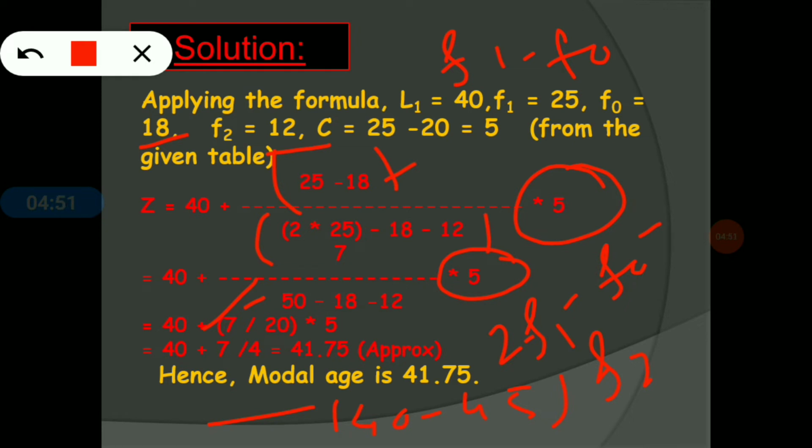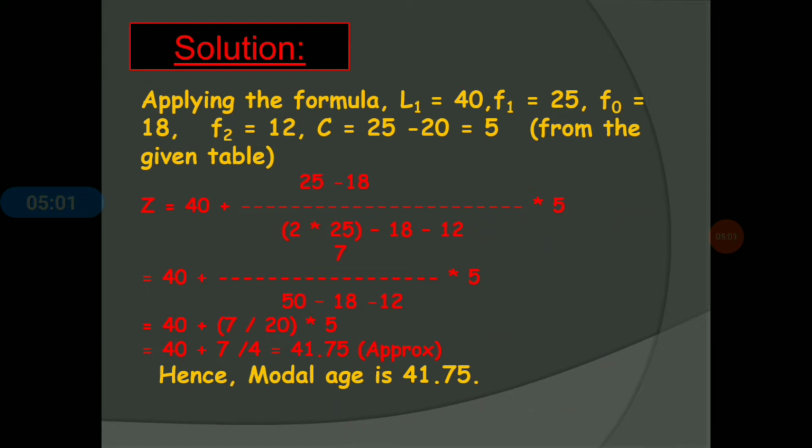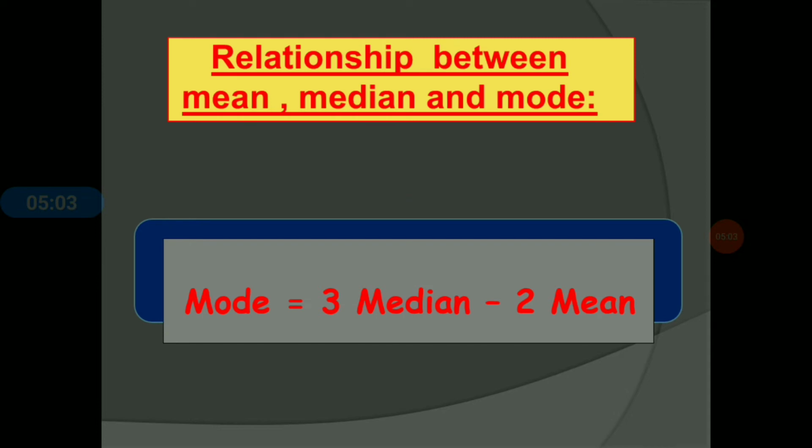What do you mean by a mode? What is the calculation process by the inspection method or by the frequency series method? I think this is clear. So now going to the next slide. Here we can see the most important topic, that is the empirical relationship between mean, median and mode.